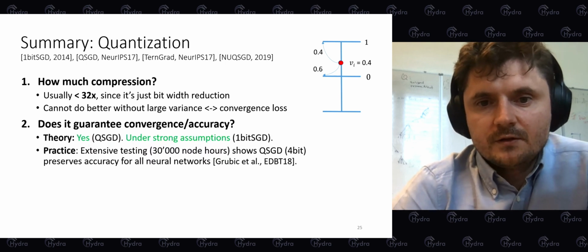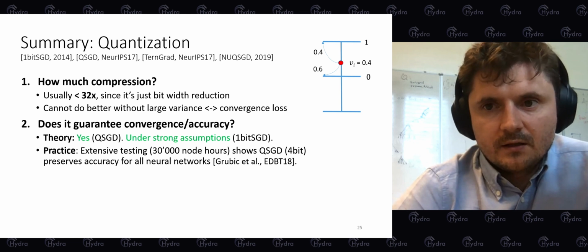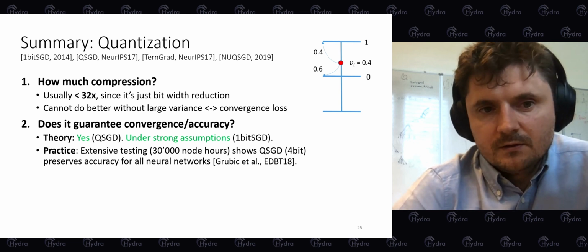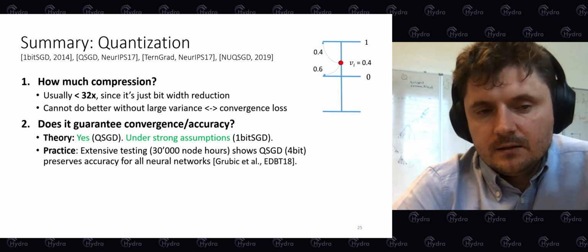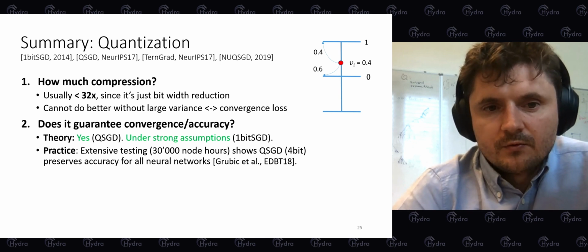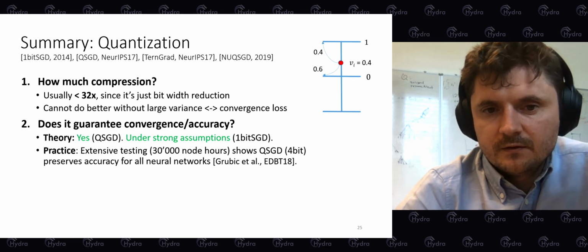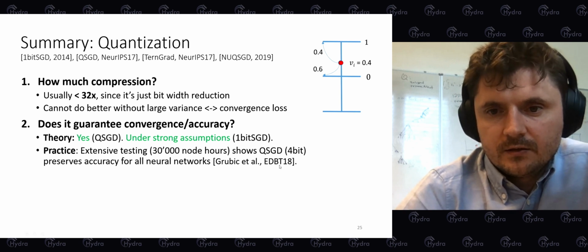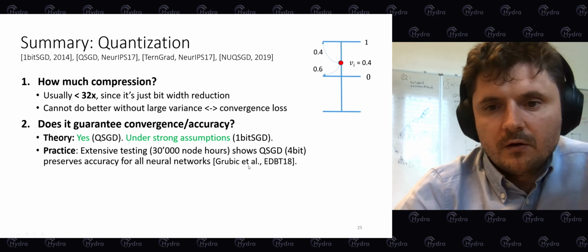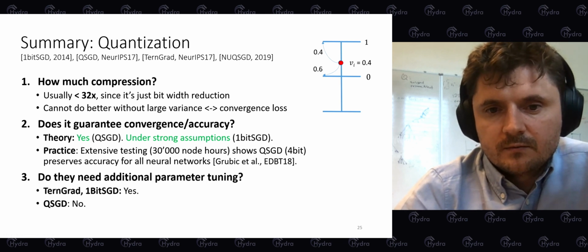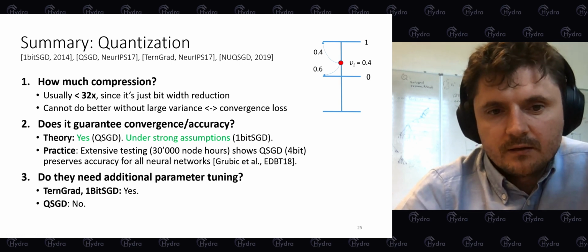Does it guarantee convergence or accuracy? Does it actually guarantee that you're going to get the same result as if you didn't use this method? Yes. It turns out you can prove convergence, even though sometimes you have to make some very strong assumptions. What we were able to show through somewhat extensive testing, upwards of 30,000 node hours of compute in total, is that QSGD compression can preserve accuracy for all the networks that we tried, across a wide span of networks.